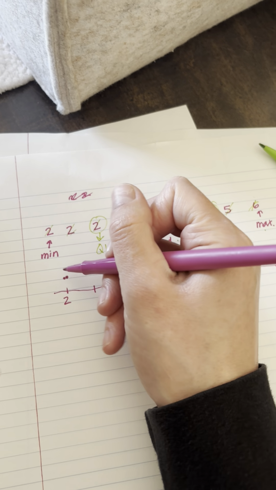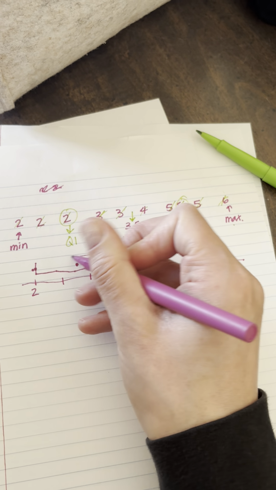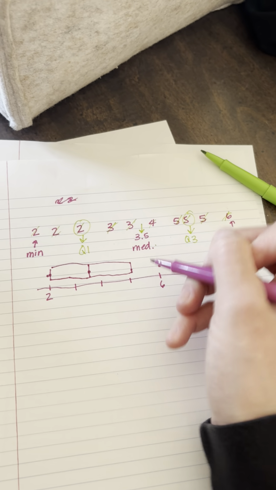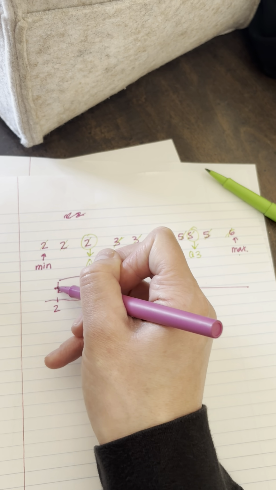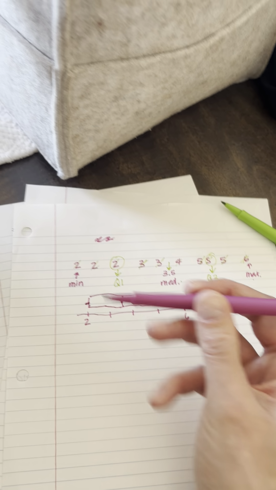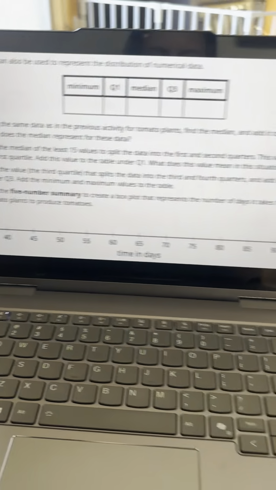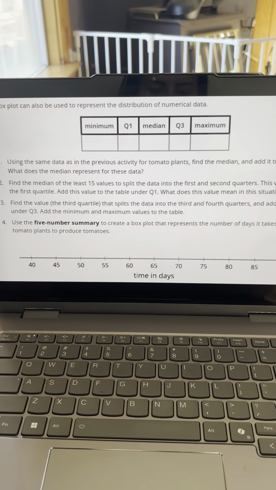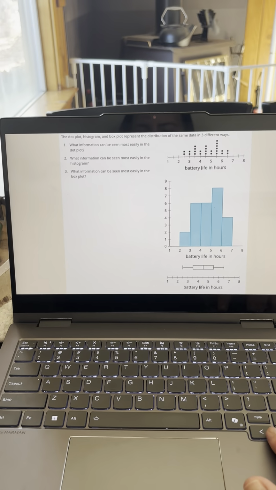And then remember, I draw a box from the Q1 to the Q3 with the median as a line down the middle, and then I connect my Q3 to my maximum and my Q1 to the minimum. That's not the best example because those are the same numbers, but anyway, that's how you would do it with the tomato plot on this example. So then once you do that, I think that's also in your packet, a space to do that.